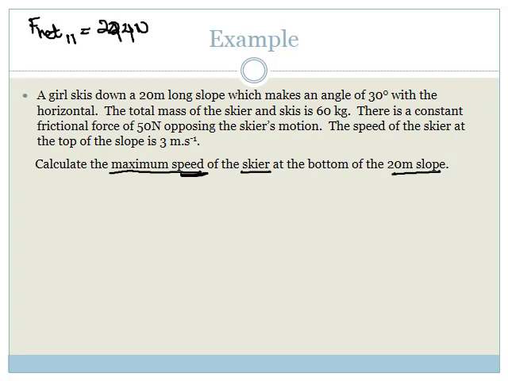But what is this whole thing about? This whole thing is about energy and the work energy theorem. And we know that net work is equal to the change in the kinetic energy. But what is the equation for kinetic energy? Kinetic energy is a half mv squared.